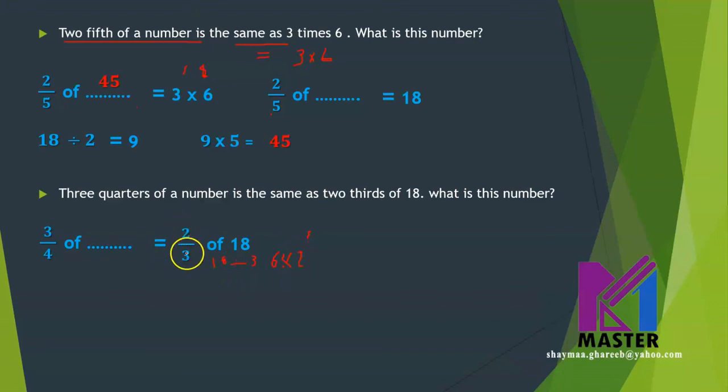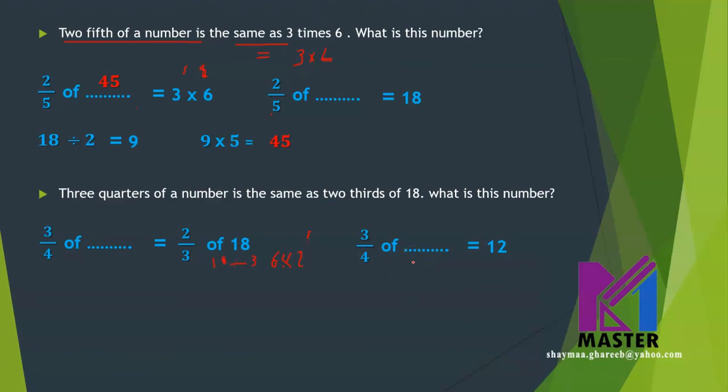So to get a fraction of an amount, I divide the total amount by the number down, then I multiply it by the number up. 18 divided by 3 equals 6. 6 times 2 equals 12. So it will be 3/4 of a number equals 12. Now I have a question with a total amount which is missing. The total amount is missing. How to get the total amount?